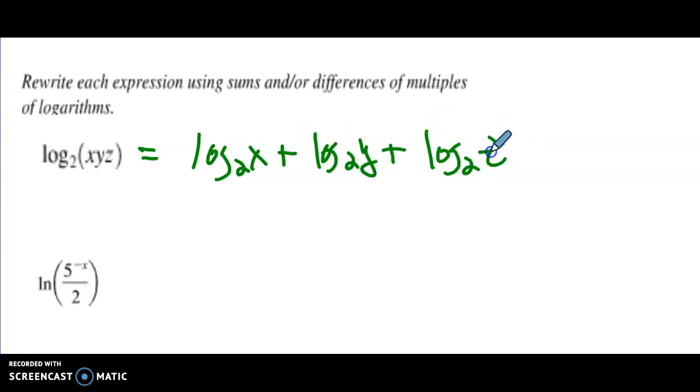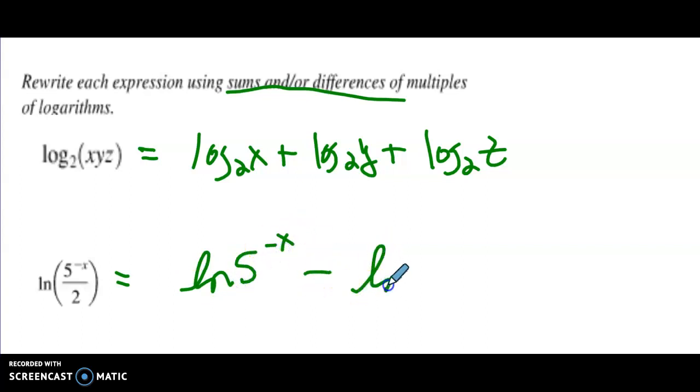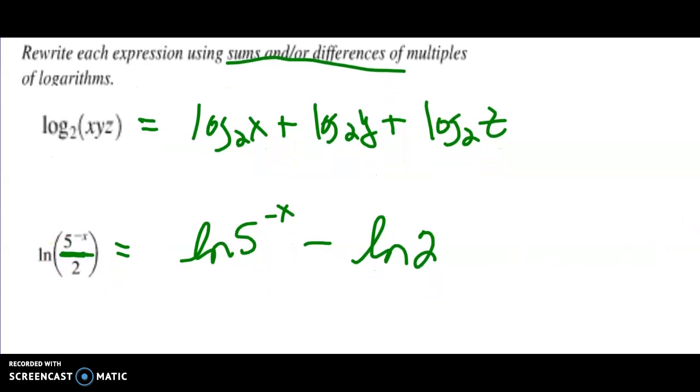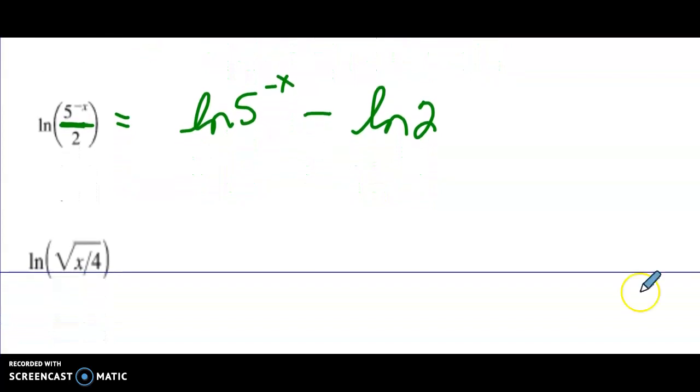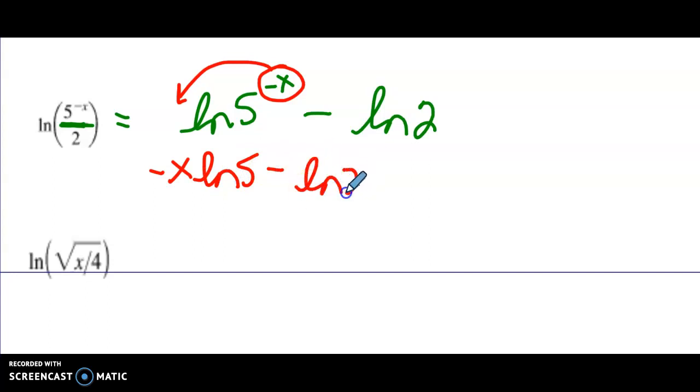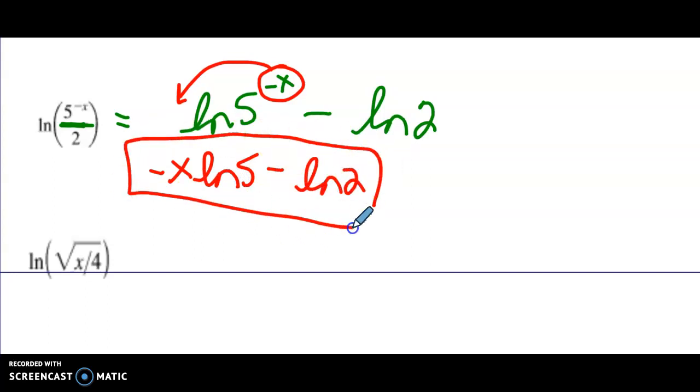Going in the other direction, I would write this as the log base 2 of x plus the log base 2 of y plus the log base 2 of z, if they asked me to write it as a sum or difference. This would be the natural log of 5 to the negative x minus the natural log of 2. Since it was the natural log of division, we separate it as the natural log of the numerator minus the natural log of the denominator. The other thing we do is take this exponent and move it and multiply it by the natural log of 5. That will be the final answer.